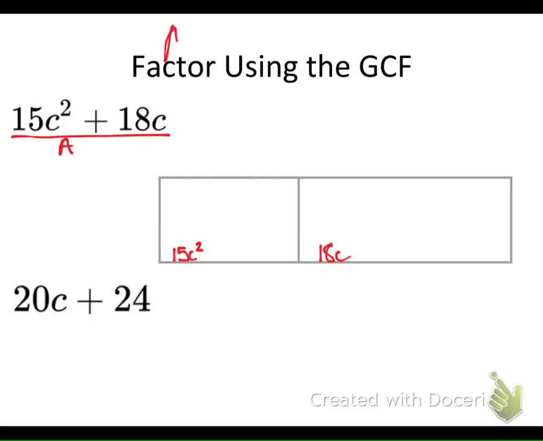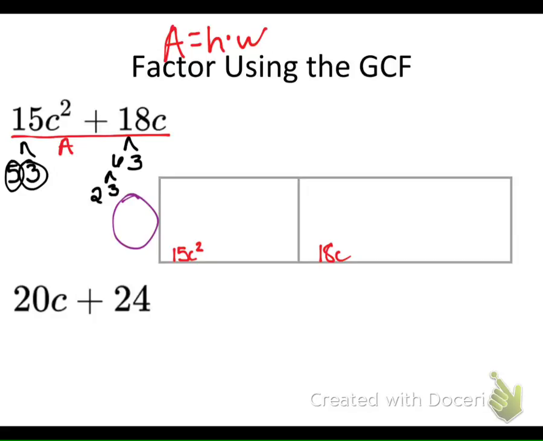Remember that my formula for area is going to be A equals height times width. So who can help me figure out what my height is going to be? How am I going to find that? I'm going to factor it out, right? Very good. So I'm going to find the greatest common factor of 15c squared and 18c. If I factor this out, I get 5 and 3. Those are both prime. If I factor 18 out, I'm going to get 6 and 3, and then 2 and 3. Circle those prime numbers.